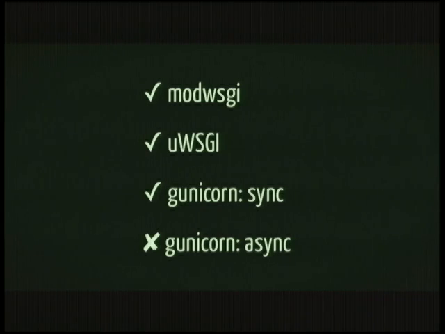uWSGI has also been ported to Python 3. I haven't kicked the tires as hard, but it appears to work pretty well. Gunicorn, which is one of the more popular pure Python servers, unfortunately the story is a little more mixed. Gunicorn itself has been ported to Python 3, but none of the async workers work very well under Python 3. gevent hasn't been ported, eventlet hasn't been ported, and the Tornado worker is unstable.